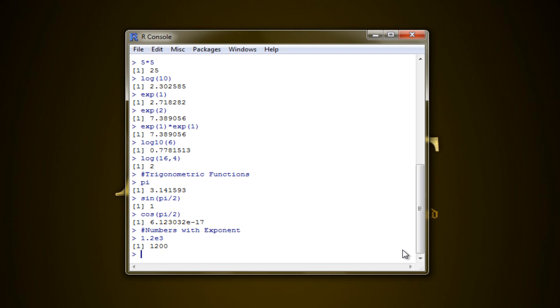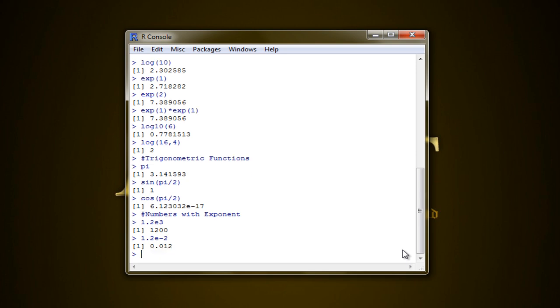Also, if you have 1.2e-2, this will give us 0.012, because e to the negative 2 means move the decimal point 2 places to the left. So if you enter that, we have 0.012.